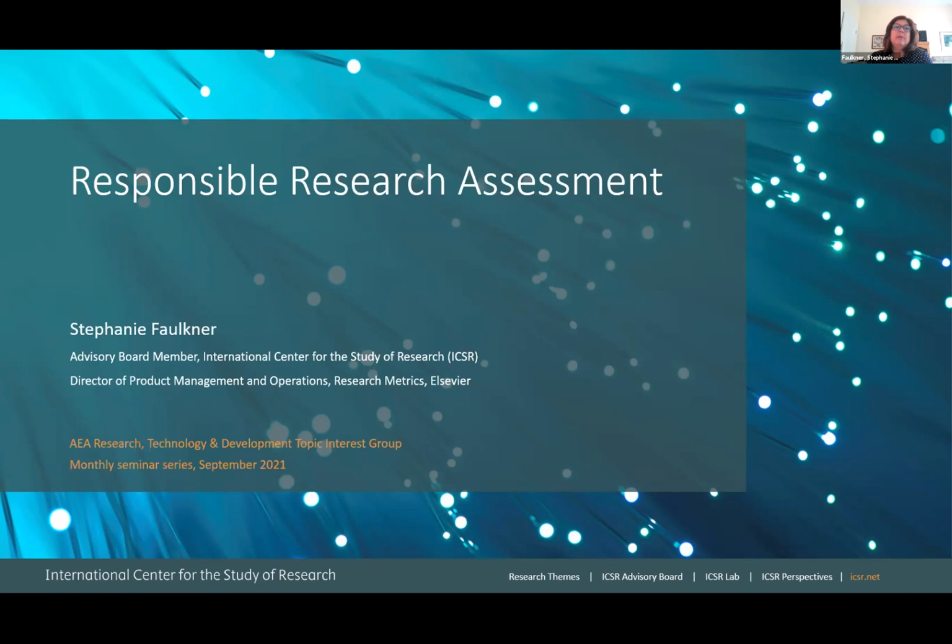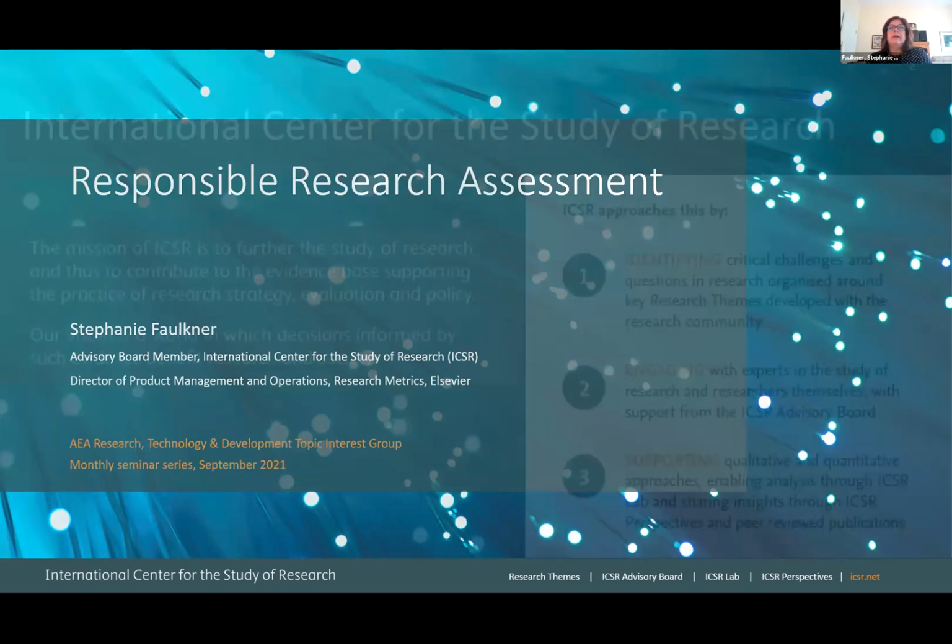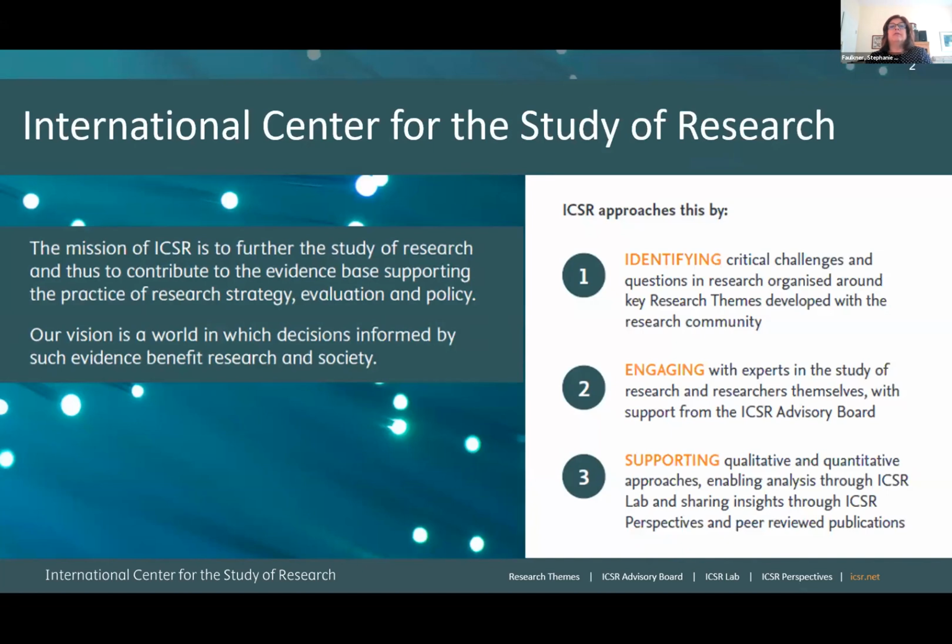As Andrew mentioned, I'm here representing the ICSR, the International Center for the Study of Research. Our mission is to work in the research evaluation and research assessment space to further the study of research and to contribute to an evidence base that supports the practice of research strategy, evaluation, and policy. We really want to make research more evidence-based, and you can see how we're addressing that on the right-hand side of this slide.